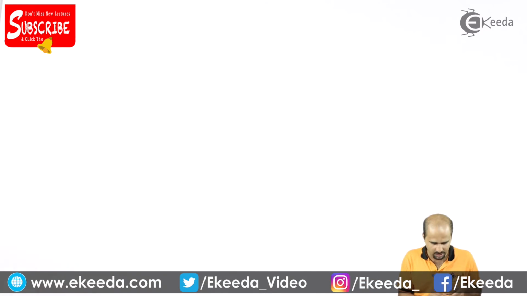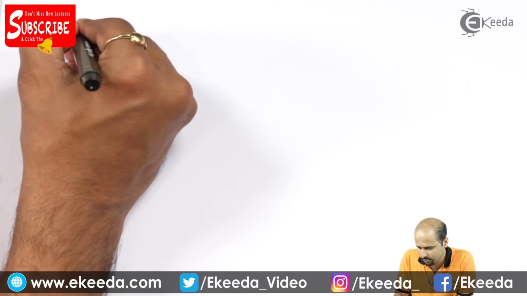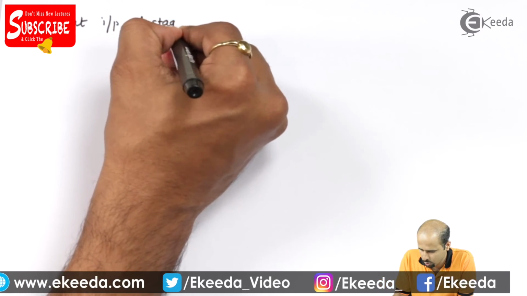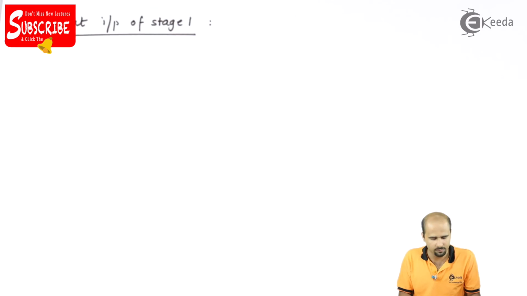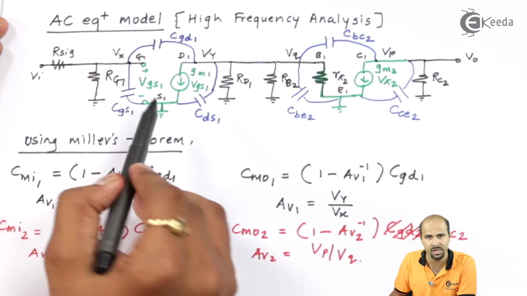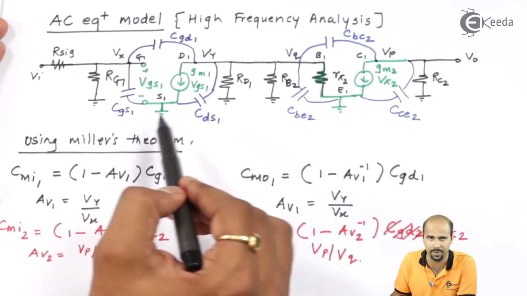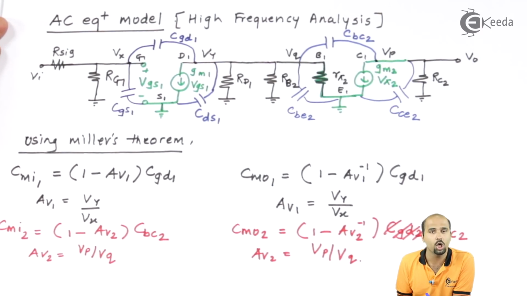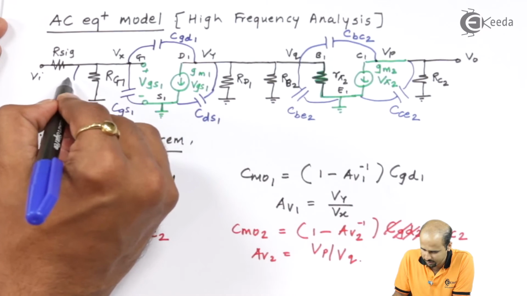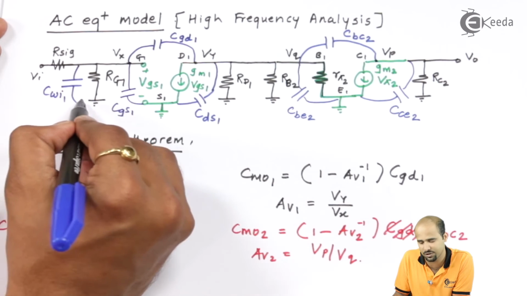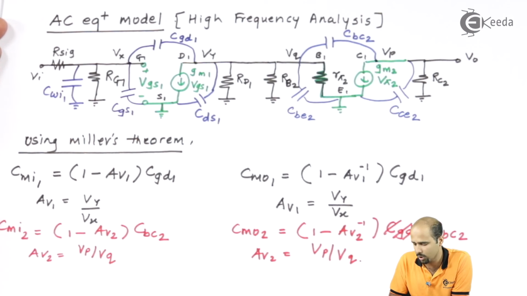So the A part we will start, that is nothing but the input of stage 1. At the input of stage 1, how many capacitances will we be getting? First capacitance is CGS1, second capacitance is Miller's input capacitance, and the third capacitance will also come into picture, that is your contact capacitance, that is called a wiring capacitance, right? So this wiring capacitance is placed in between, and this is nothing but your wiring capacitance for stage 1, that's why I'm putting it as CWI1.